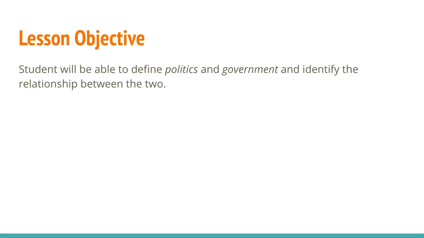The lesson objective for 1.1 is the following. Student will be able to define politics and government and identify the relationship between the two. So what that means is that by the time you have turned in your exit ticket to me, you will be able to do exactly this, okay?